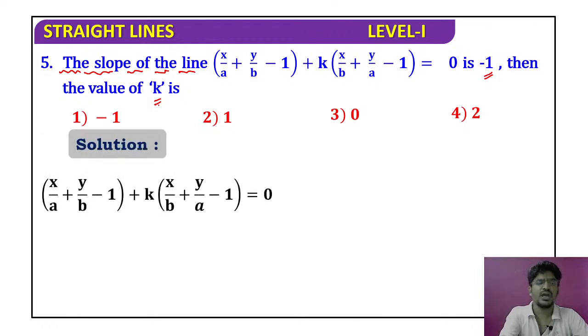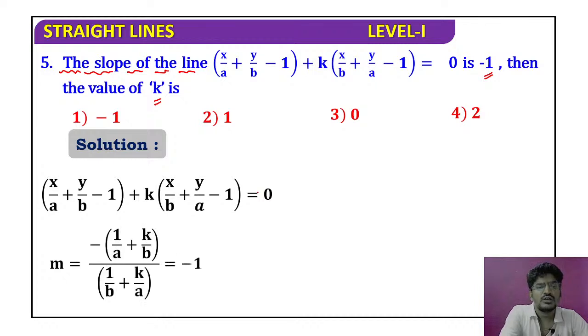That is x by a plus y by b minus 1 plus k times of (x by b plus y by a minus 1) equal to 0. So they have given this equation. Now we have to simplify this. So before you simplify, you just check how they are simplifying this.